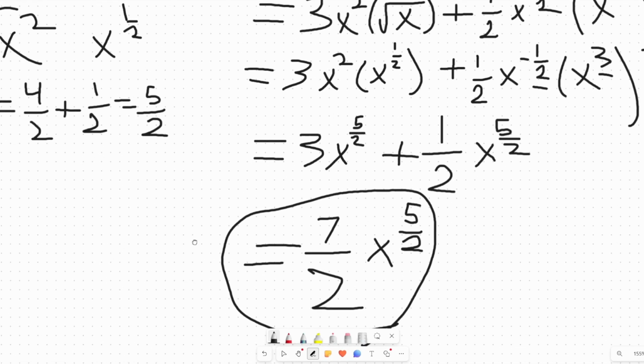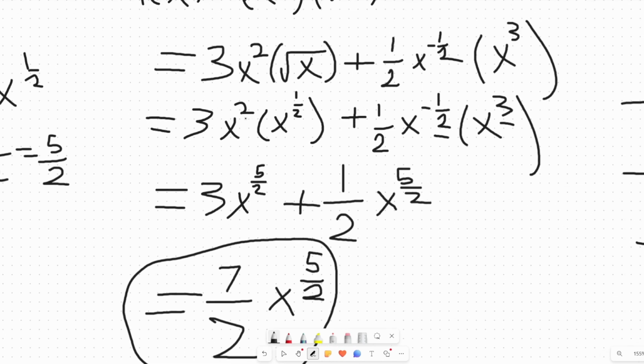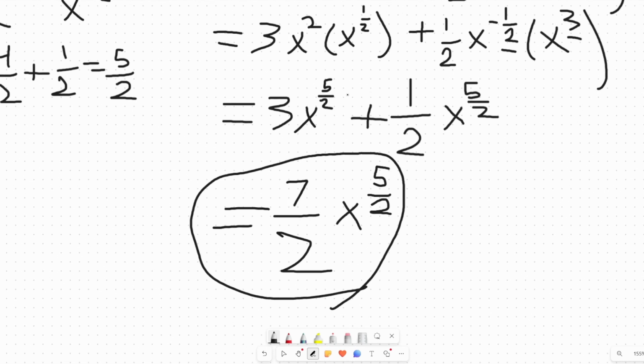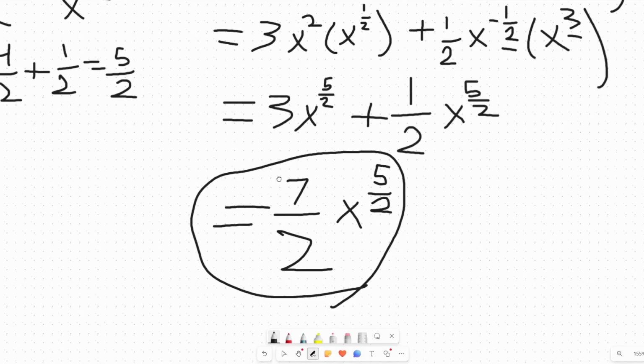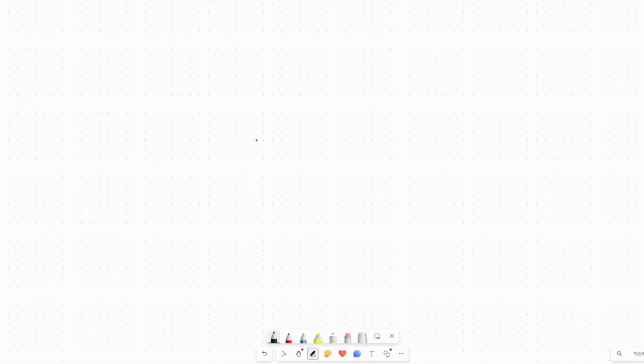So there are a lot of times where you have to multiply with different exponents. They won't always be the same. So you'll get something like 5 over 2 as your exponent. So just be prepared to do that.